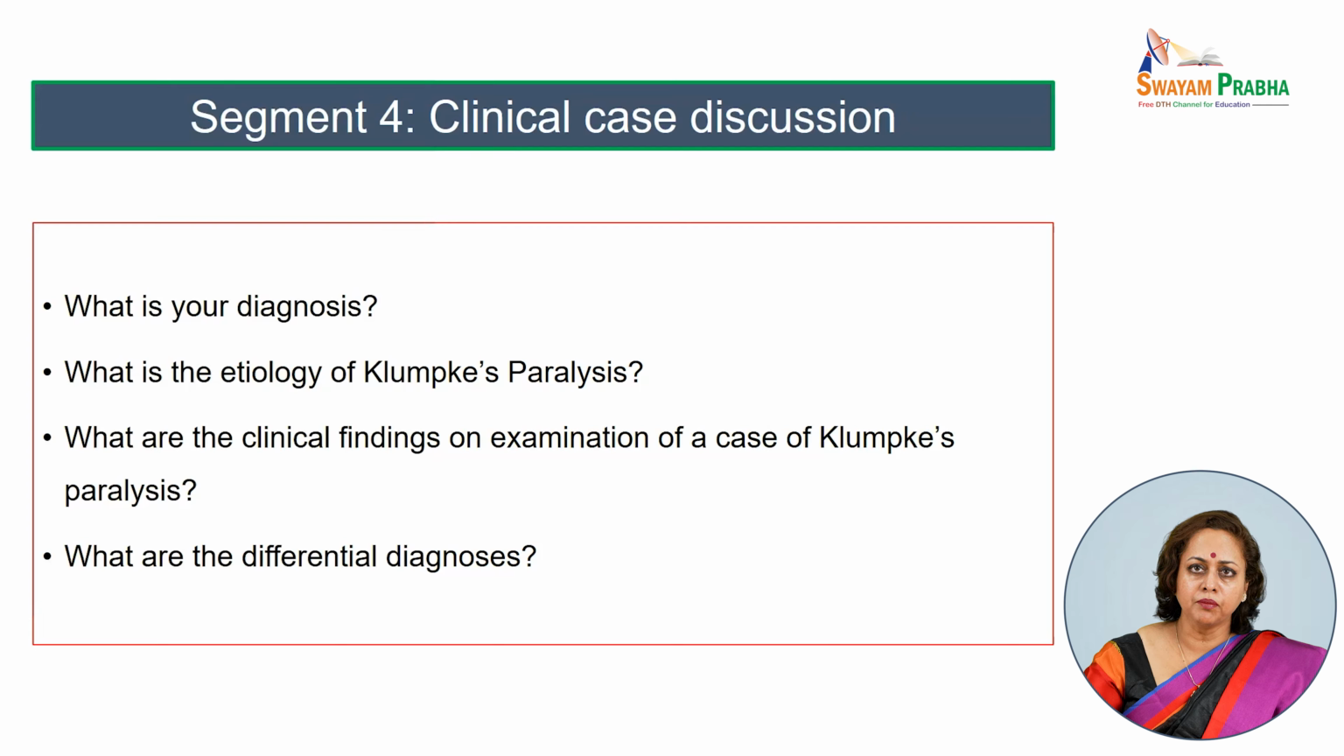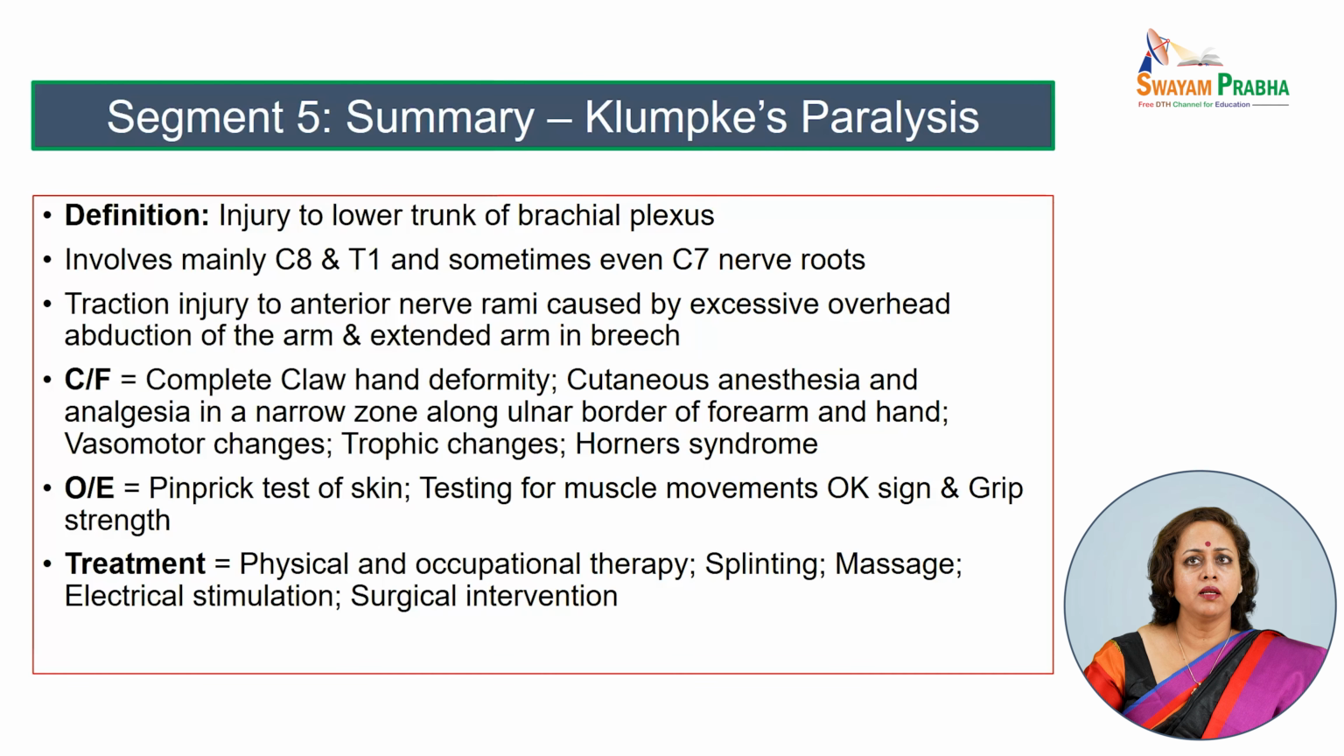So with that, I think we complete our differential diagnosis, and let's do a summary of what we have studied today. I've spoken to you about Klumpke's paralysis. It is nothing but an injury to the lower trunk of the brachial plexus, which is usually formed by the 8th cervical and the 1st thoracic anterior rami of the spinal nerves. Sometimes even the C7 nerve root can be involved in this injury. So it's a traction injury. It is caused by excessive overhead abduction of the arm and even an extended arm in a breech or a large baby delivery.